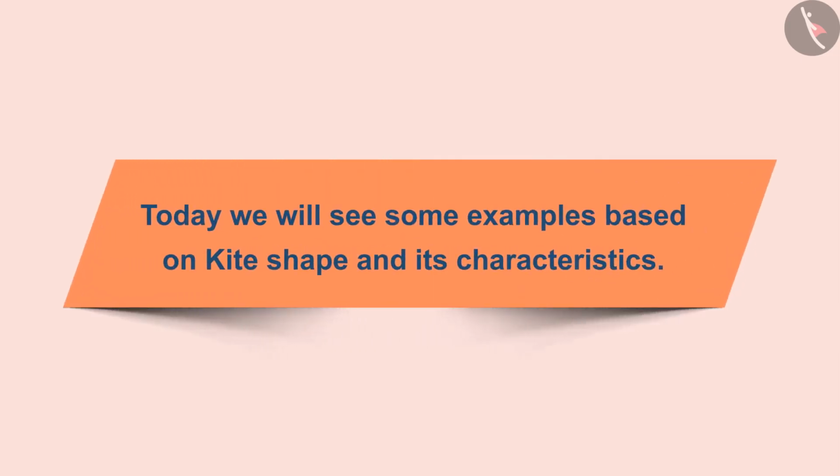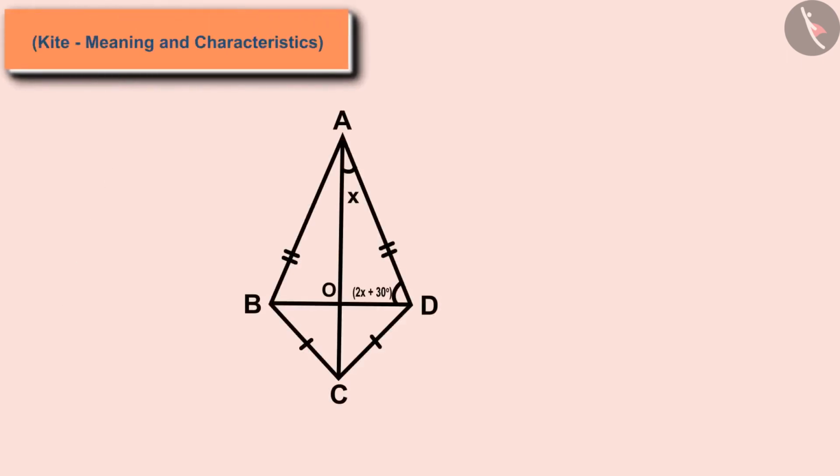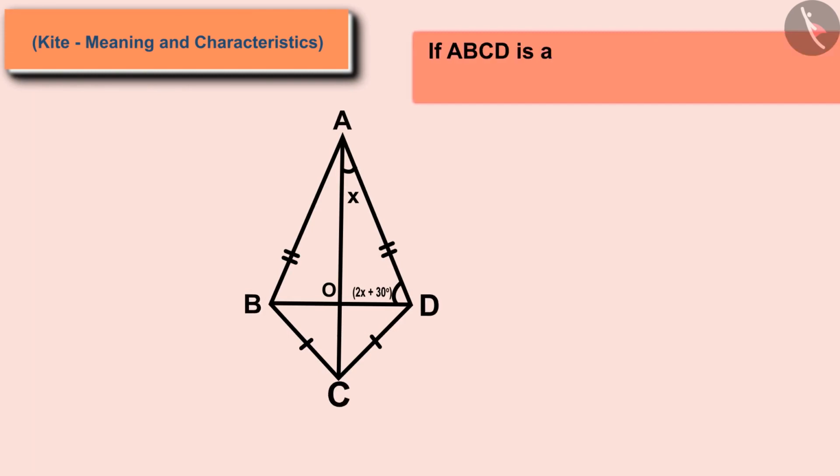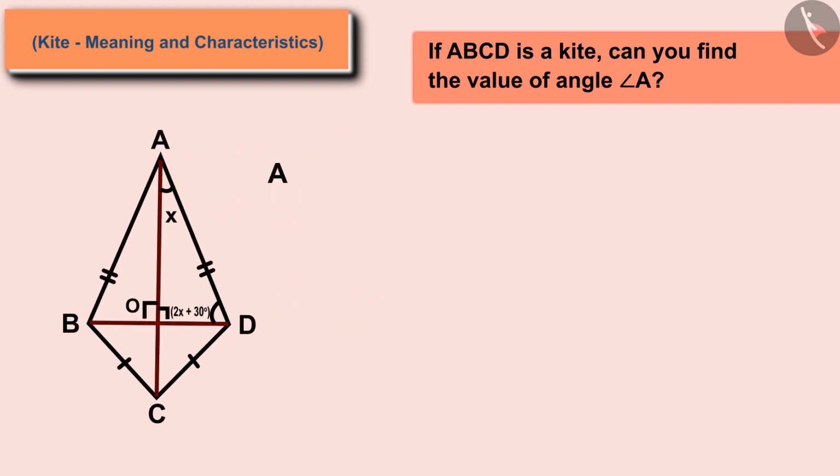Today we will see examples based on kite. Let us now see a question. If ABCD is a kite, can you find the value of angle A? As we know, the diagonals in a kite are perpendicular to each other. Can we calculate x with its help?